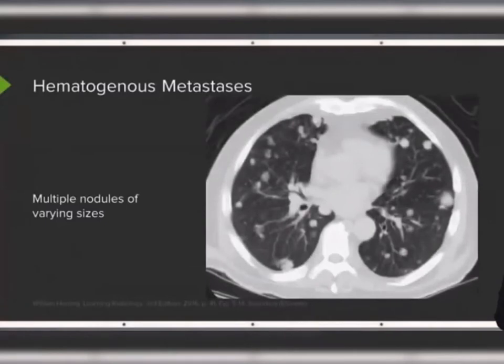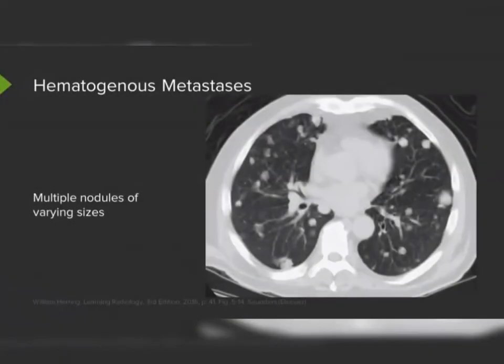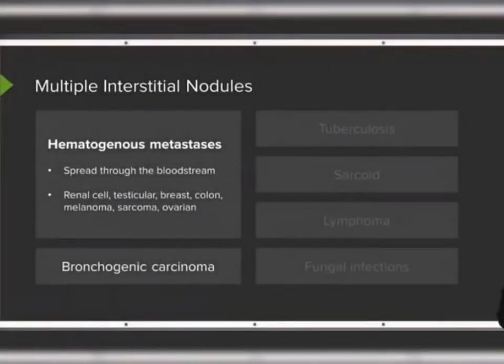So this is an example of varying nodules of different sizes. You can see them throughout both lungs, and this is an example of hematogenous metastases. You can see the interstitium actually looks somewhat normal here. It's really just the multiple nodules that we see. So on a chest x-ray, whenever we see multiple nodules like this, one of the things that should come to mind is metastases. Bronchogenic carcinoma can also produce this pattern.